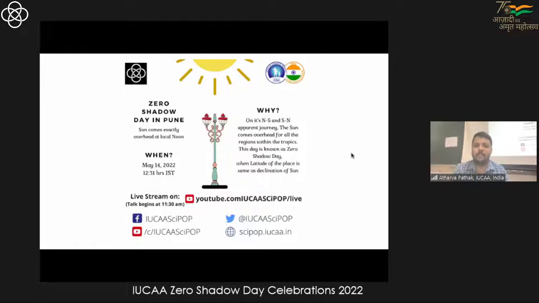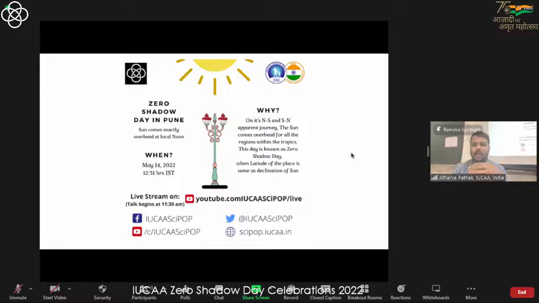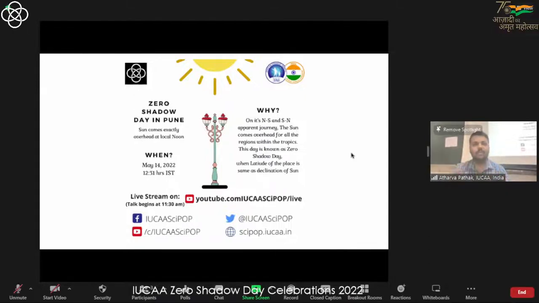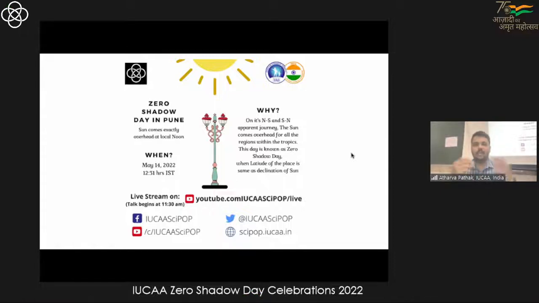Zero Shadow Day is local to individual places and happens twice a year in the regions of the tropics. We have all learned that Earth has a Tropic of Cancer and a Tropic of Capricorn, and the region between those two tropics is known as the tropical region of the Earth. These regions exist because the axis of the Earth is tilted by 23.5 degrees.